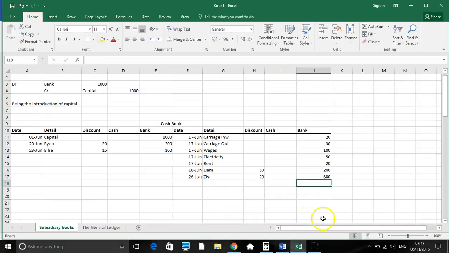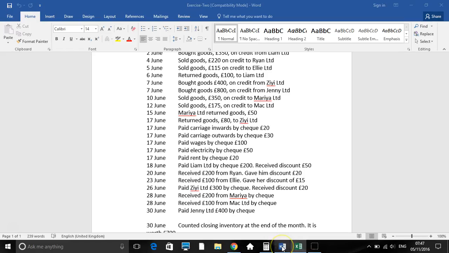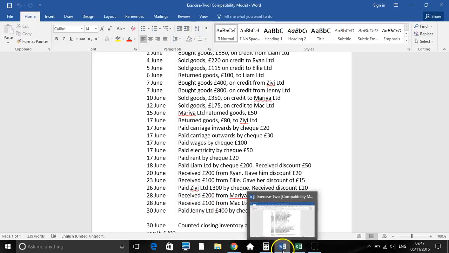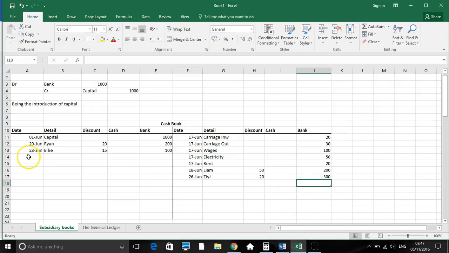And let's quickly finally see what happens in the next couple of days. So let's do all these together. 28th, we receive 200 from Maria and 100 from Mac. So Maria gives us 200 and Mac gives us 100.